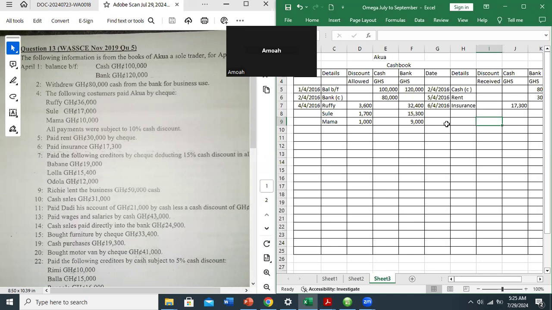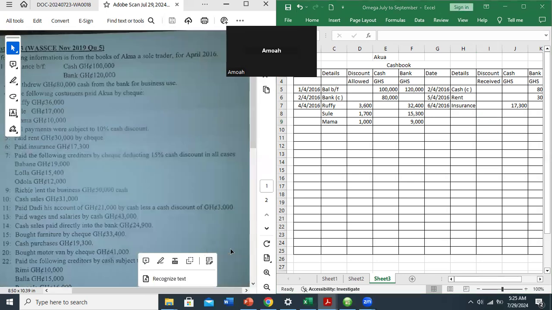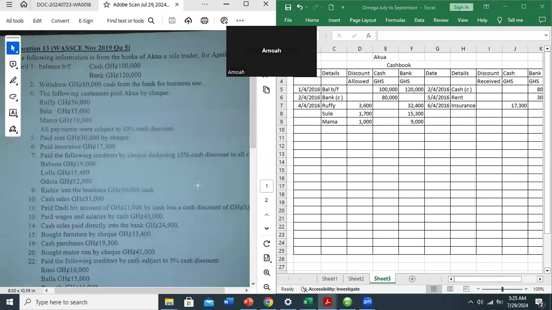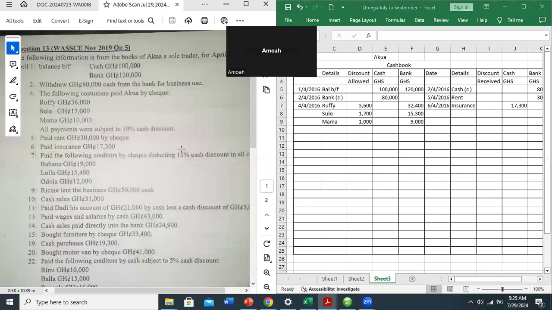Okay, so the next transaction was on the 7th. We paid, or Equia paid the following creditors by check, deducting 15% cash discount in all cases. Okay, so this one is discount received because creditors are involved and we paid. So we go to the credit side, 7th April 2016. We paid the following. The first person is Babani.